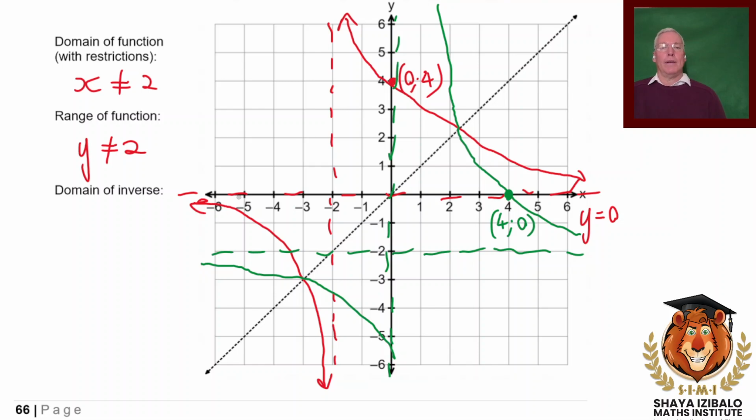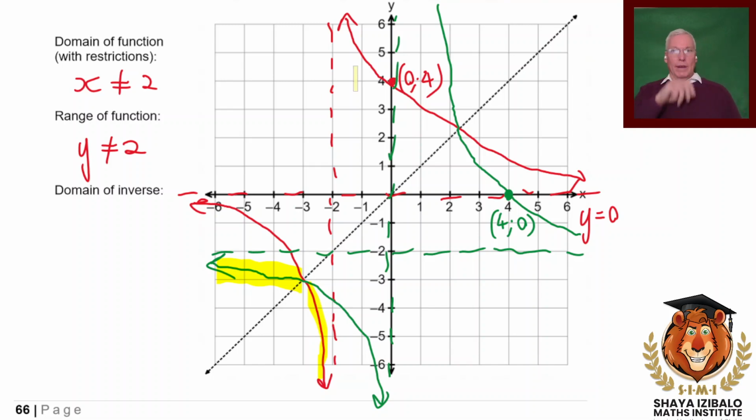Then it is also going to go in here. And this piece over here, I'm just going to highlight it. This piece over here actually reflects to that piece over there. We're hoping you can see that reflection, that if you folded the page over, you'd get those bits of graph like that.